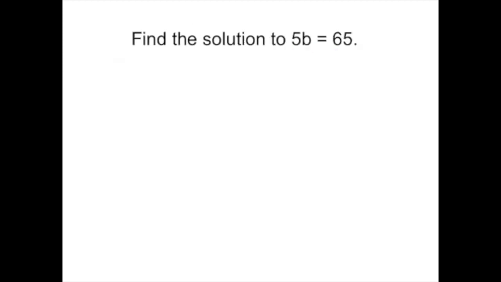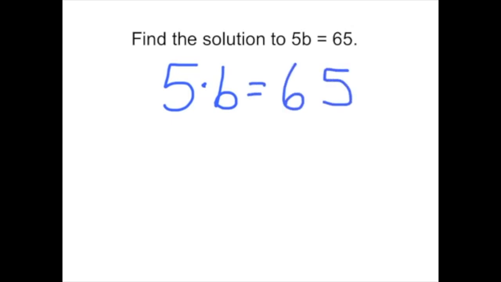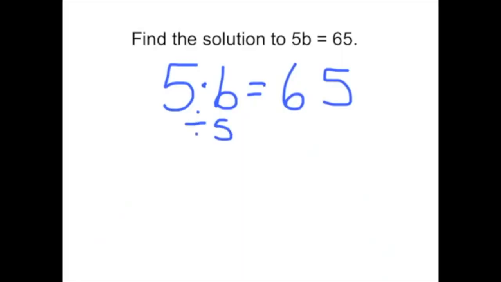Find the solution to 5b equals 65. So 5b, and that's times, because there's no sign, 5 times b equals 65. What do we need to do to be able to find what the value of b needs to be? So remember, division is the opposite of multiplication. Of course, we need to divide. Divide by 5, and on the other side, also divide by 5.